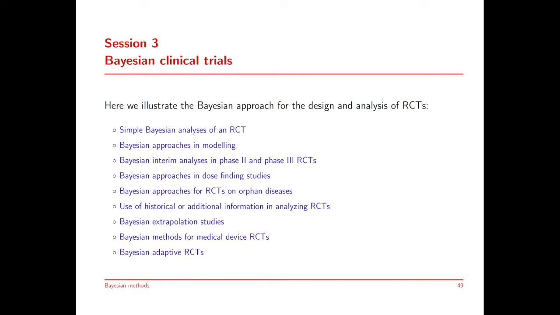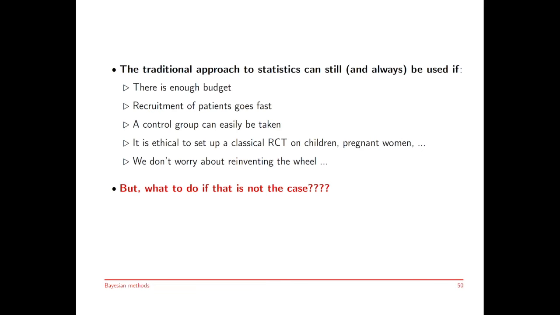So here we will illustrate in this session various applications of the Bayesian approach in clinical trials. Of course, the traditional approach to statistics can still and will still be used, definitely when there is enough budget. It means that if there is enough budget to recruit a lot of patients, and if the recruitment of patients goes fast, there's usually no difficulty. And when the control group can easily be taken, and when it's ethical to set up a clinical trial applied to children, pregnant women, and so on, there is no problem then. But what if that is not the case?